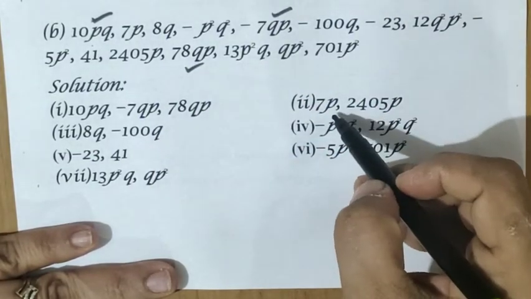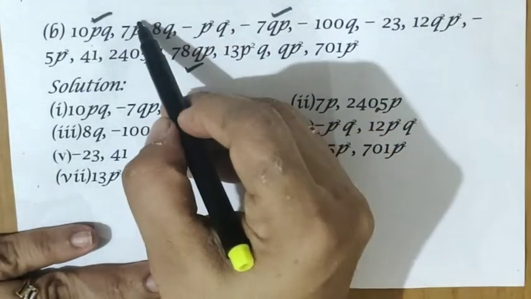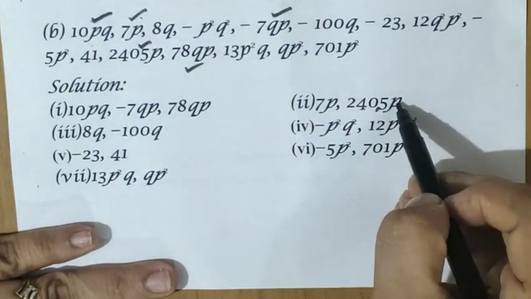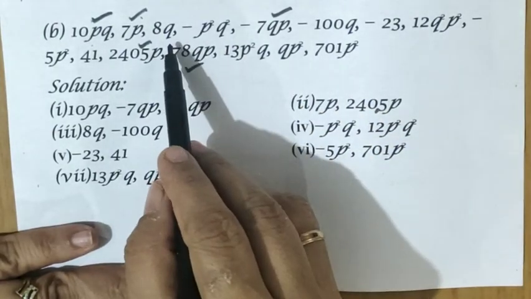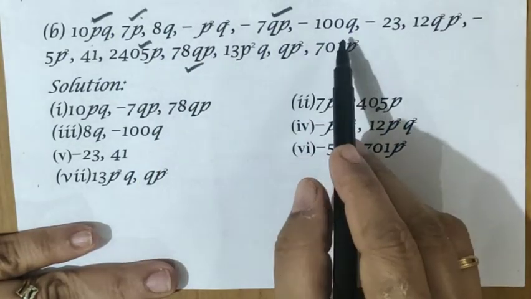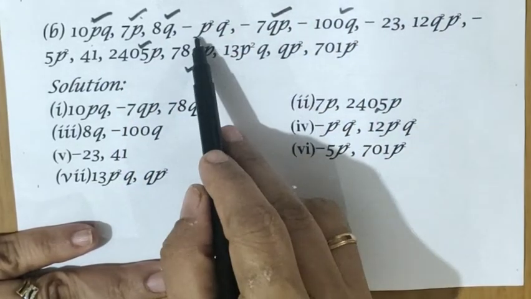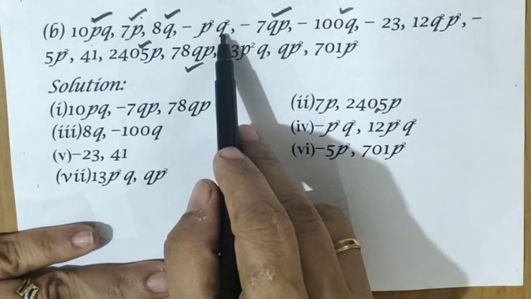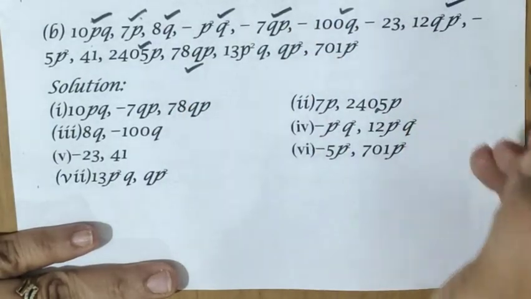Now the second group is 7p. 7p is this one, okay. Next 2405p. Okay, the second group is also formed. Next, third group, 8q with a positive sign, but the numerical value will not matter, only variable q. See, minus 100q. So 8q and 100q is also over. Next minus p square q square. That means p to the power 2 and q to the power 2. And next comes 12q square also. So these two are gone, right?